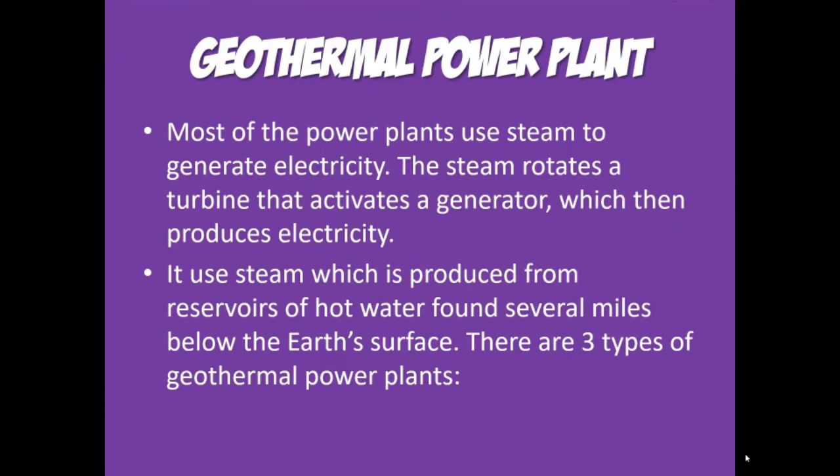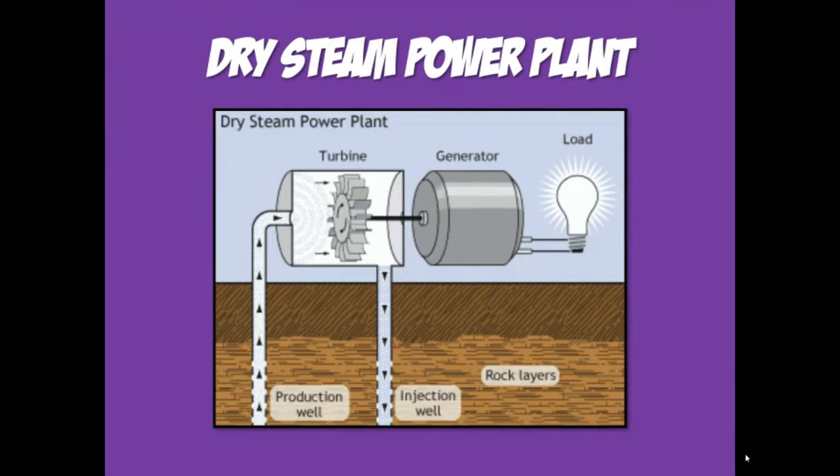And then most of the power plants use steam to generate electricity. The steam rotates a turbine that activates a generator which then produces electricity. It uses steam which is produced from reservoirs of hot water found several miles below the Earth's surface. Meron tayong tatlong types ng geothermal power plants. Unahin natin ang dry steam power plant.